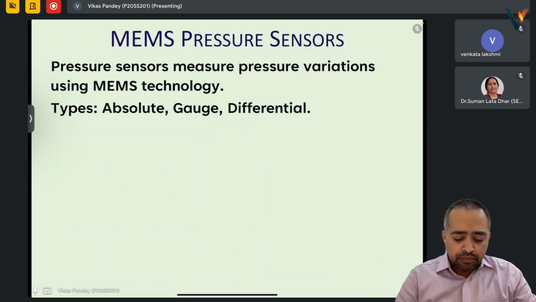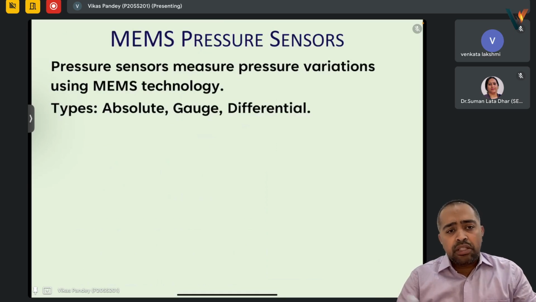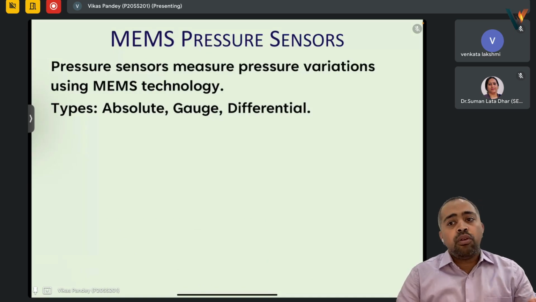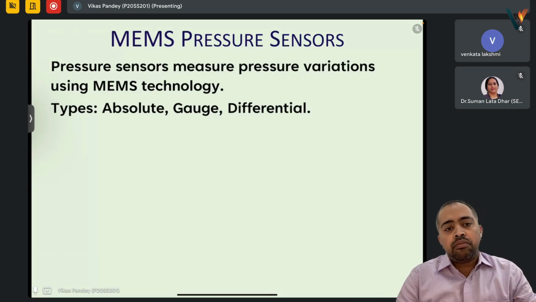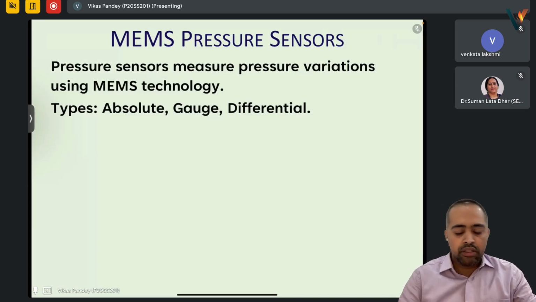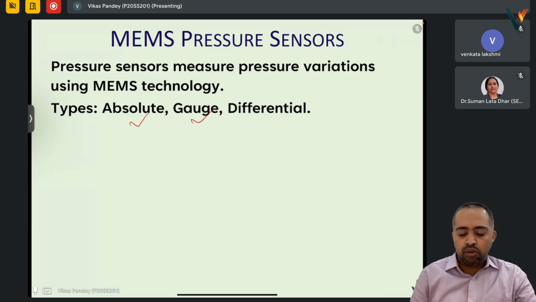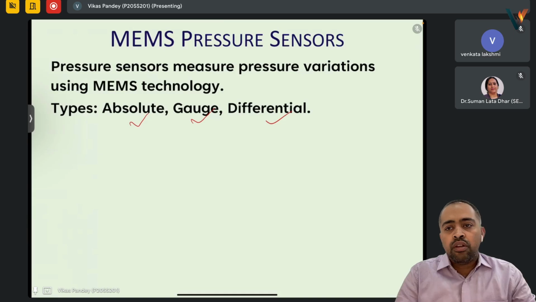When we talk about pressure sensors, we need to know some basics. All pressure sensors do not measure the same thing. Pressures can be of three kinds: absolute, gauge, or differential. Absolute is one in which there is no reference.